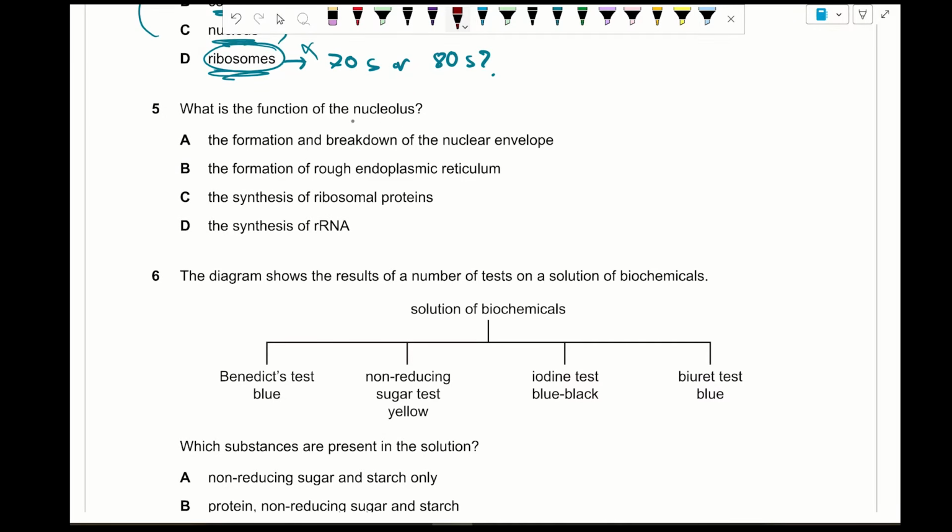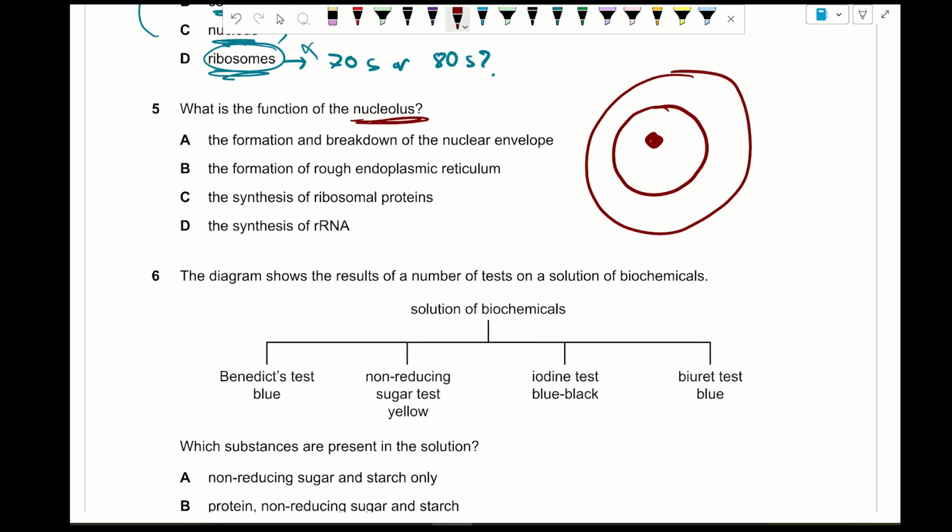Question number 5. What is the function of a nucleolus? So, a nucleolus is a structure found inside the nucleus of a cell. Therefore, its function is the synthesis of ribosomal RNA, which indeed combines with proteins to form the ribosomes. So, its function is the ribosomal synthesis. Now, let's see the suggestions that we have here.